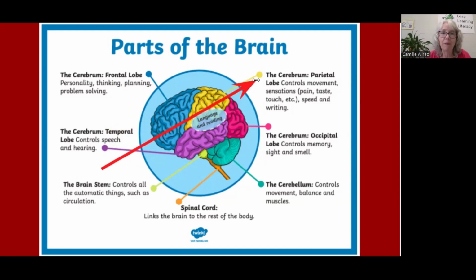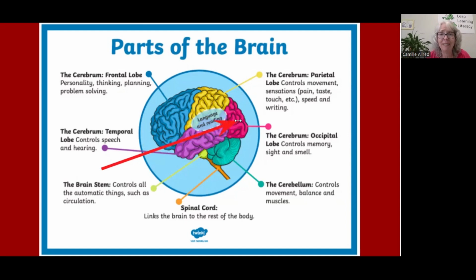This part, the cerebrum, the parietal lobe, controls movement, sensations like pain, taste, touch, speed, and writing. That's the yellow part. Then the dark pink of the cerebrum, the occipital lobe, controls our memory, sight, and smell.